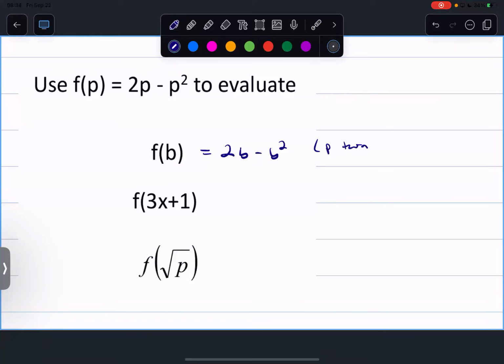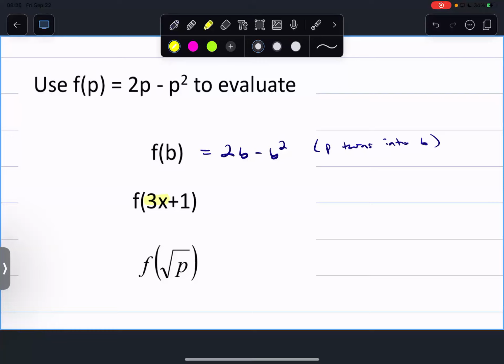P turns into b, because that's the input, right? Told that the input is b now. That doesn't give us a number, but that's okay.